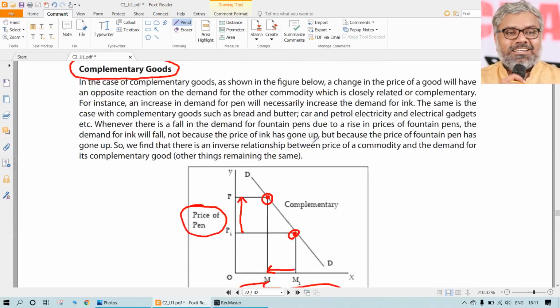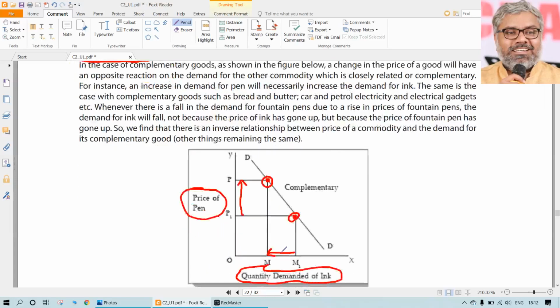They are not competitors. If one of the products has more demand, automatically that will increase the demand of the other product also. But we are not talking about demand. We are talking about price and demand. Again, understand it the same way. Imagine the price of the pen has increased. When the price of the pen increases, first of all, demand for pens decreases. When the demand for pens decreases, naturally the demand for ink also decreases.